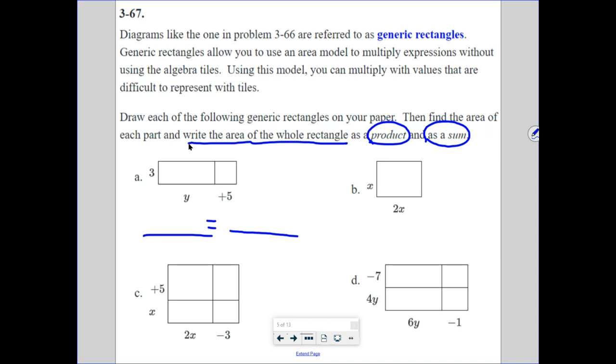Got it? So tomorrow we will start by reviewing your answers to this, and hopefully it makes sense.